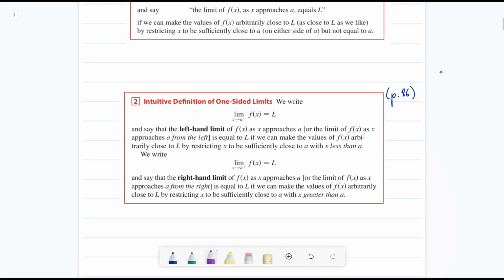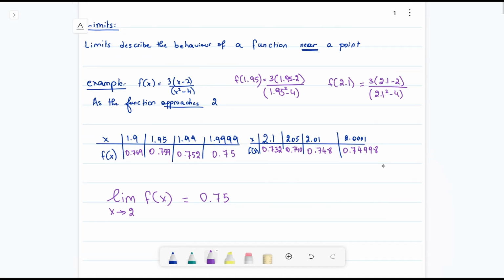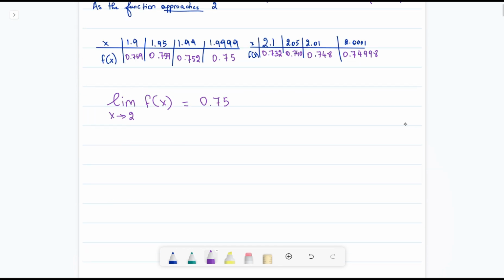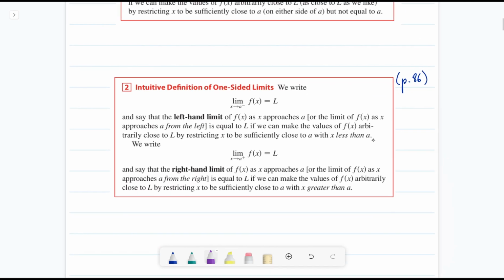Now, if you remember in the previous exercise, we were looking at what happens to the function as we approach 2 from the left side, or from values that are slightly less than 2 but very close to it, and from the right side, or from values that are slightly larger than 2 but very close to it. So this brings us to another definition, which is the one-sided limit.